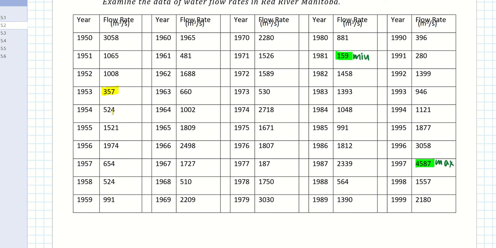So any more? 524 is too big. I'm going to go to the next one, 481, right? That's from 0 to 500. 660 is too big. 510 is too big. 530 is too big. Let's see, 187. That's between 0 and 500. In this case, this one, the minimum, 159. And what else? Anything else in this column? In the last column we have 396, 280, and I think that's about it.